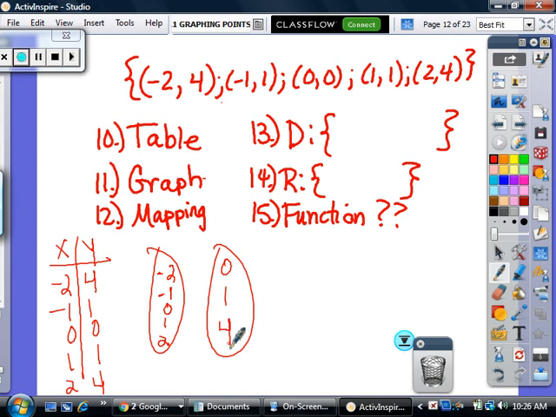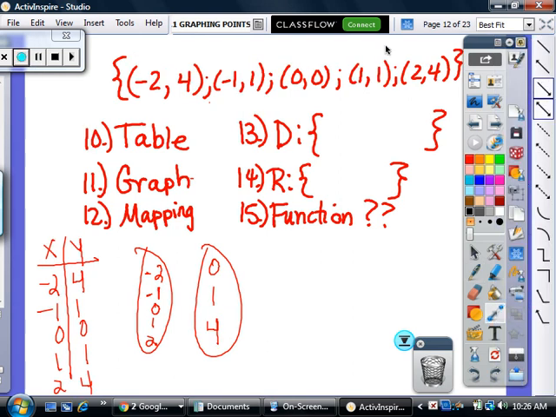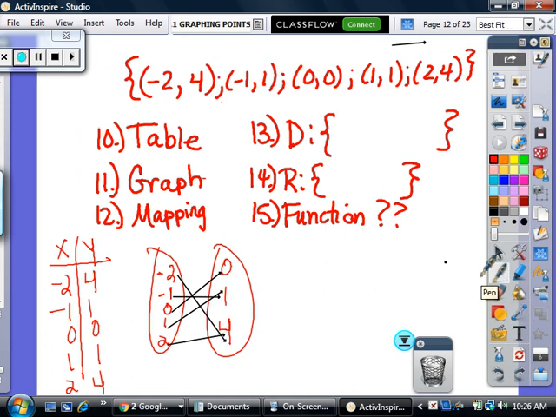I know they're used more than one time, but instead of listing them more than one time, you just draw arrows, okay? So for example, negative 2 is paired with 4. Fix this if you missed it. Negative 1 is paired with 1. 0 is paired with 0, 1's also paired with 1, and 2's also paired with 4. That's our mapping.